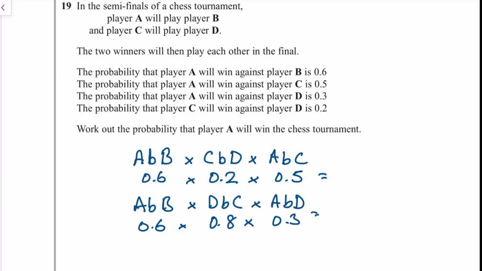Okay. Right, so let's work this out. 6 times 2 is 12, times 5 is 60, but then there's 3 decimal places, so it's 0.6. 6 times 8 is 48, times 3 is 144. Yeah, 144. And so add these together and you get 0.204.